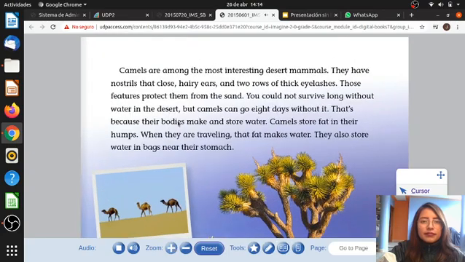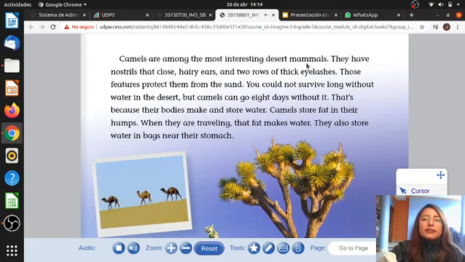Camels are among the most interesting desert mammals. They have nostrils that close, hairy ears, and 2 rows of thick eyelashes. Those features protect them from the sand. You could not survive long without water in the desert, but camels can go 8 days without it.